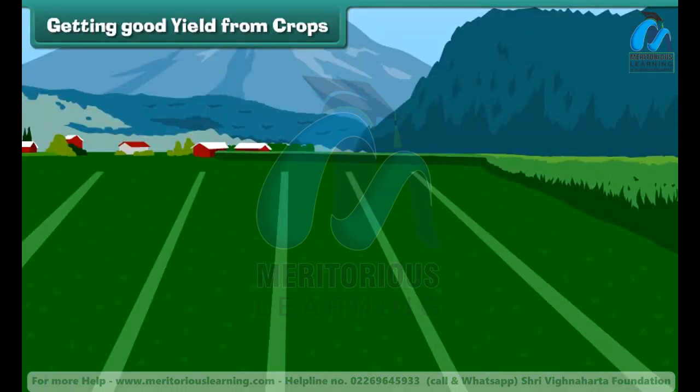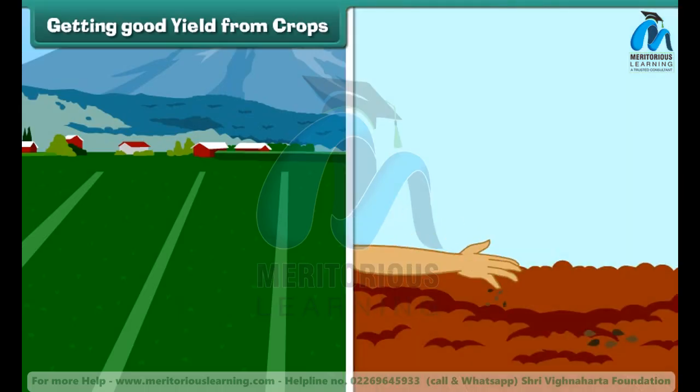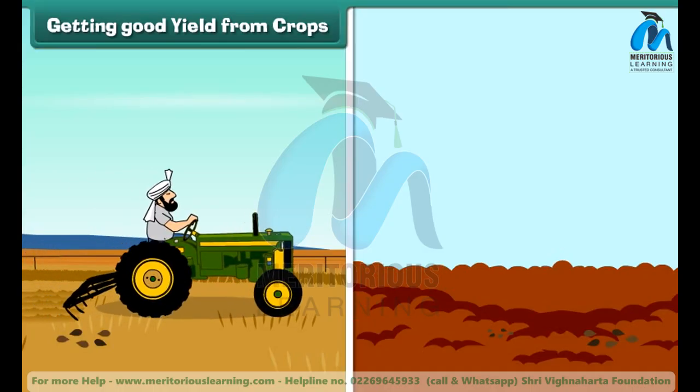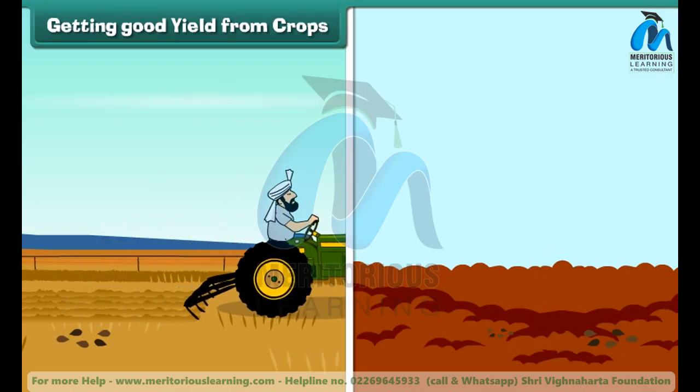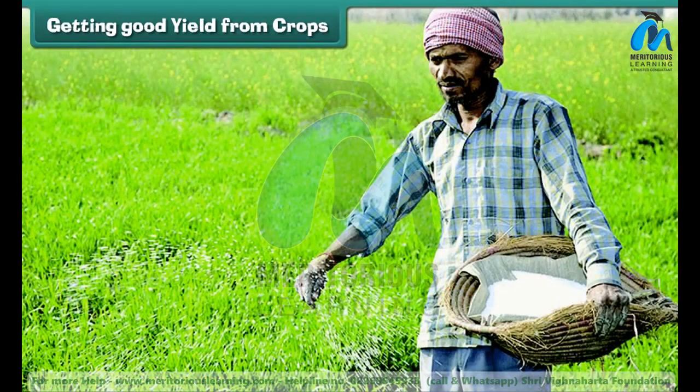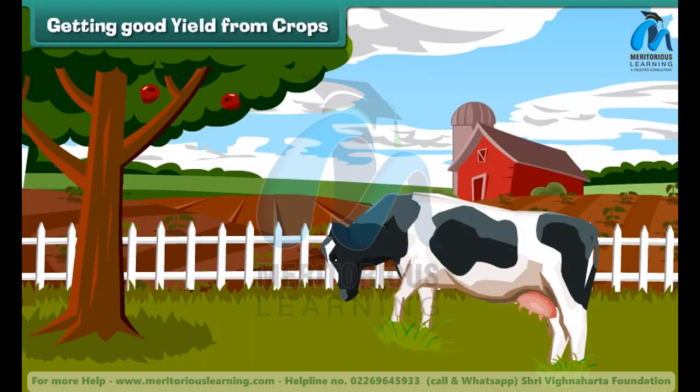Getting good yield from crops. To get a good yield from crops, following things should be kept in mind. Healthy seeds of best variety should be used. Before sowing the seeds, soil should be prepared by ploughing and adding manure or fertilizers to it. Soil should be watered at right time and with right amount of water. Crops should be protected from diseases and harmful insects and animals. Insecticides and pesticides should be sprayed in correct quantities. Crops should be protected from grazing animals.